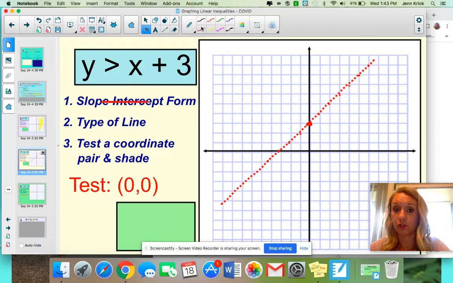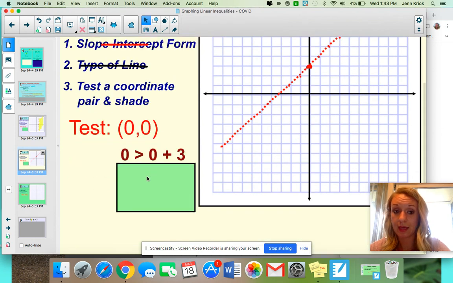Now for the part of shading. So we need to test a coordinate pair that's not on the line. If you see 0, 0 is not on the line, your line's all the way up here. So let's use 0, 0. Let's plug it in to see if it makes it true. So when you plug it in, here's what you've got.